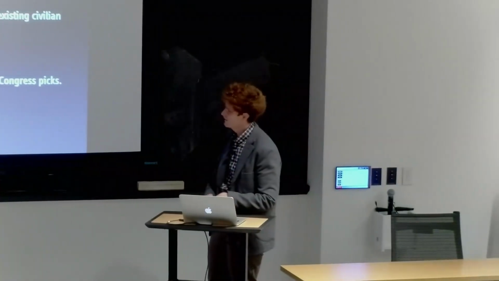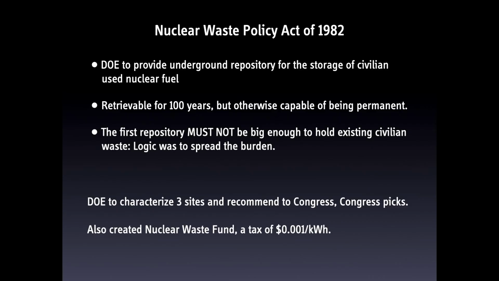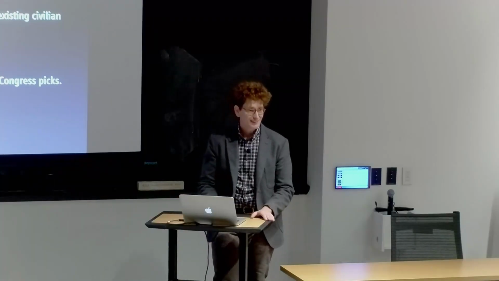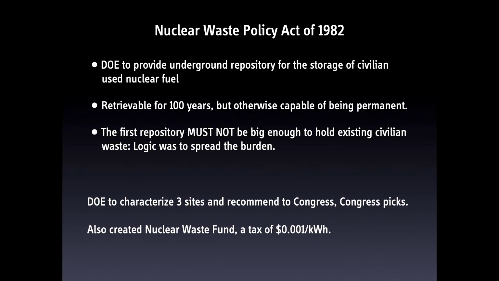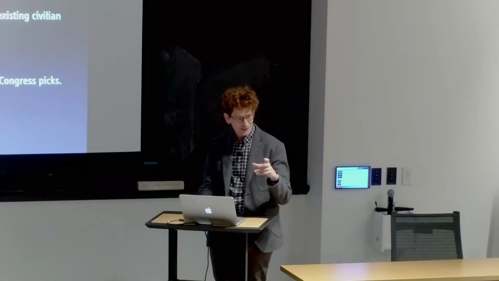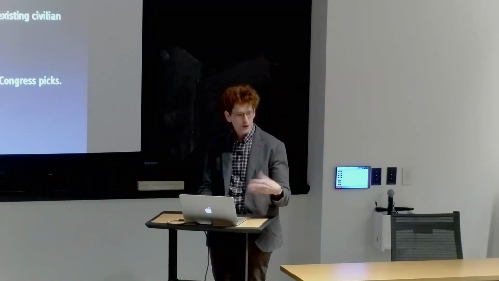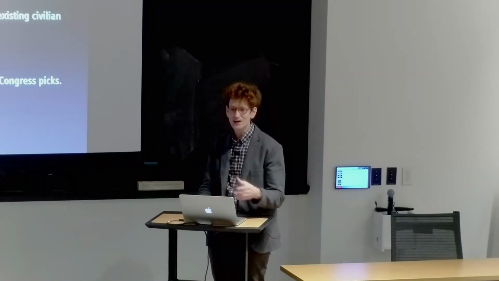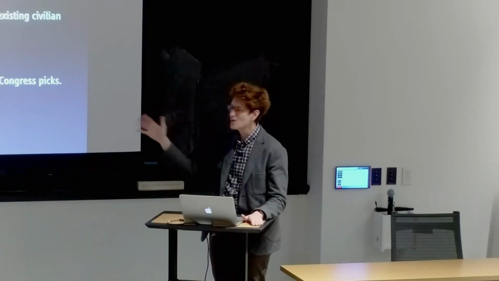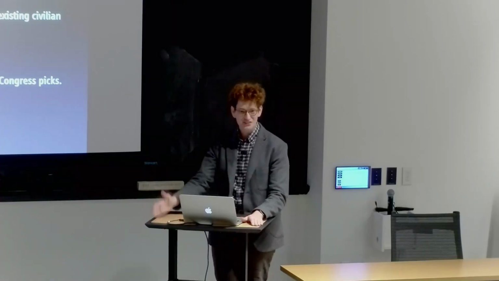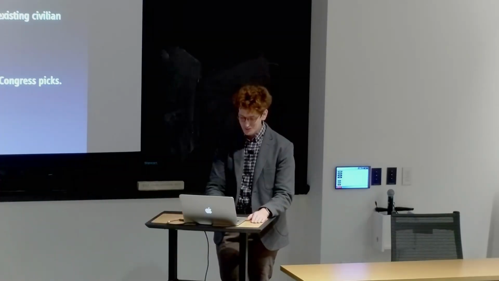Then the law set a size limit: the first repository must not be big enough to hold the existing civilian waste. In other words, we'd have to solve this problem at least twice. They could expand the first repository after a second repository opened, but they could not expand it until the second repository was open. So what is really going on here? Well, this is the giveaway that this is about politics. No one wanted to be the chump who got stuck with the nuclear waste dump in their state. So this was going to make sure that at least another person in Congress was also going to be the chump also, right? Very political situation.